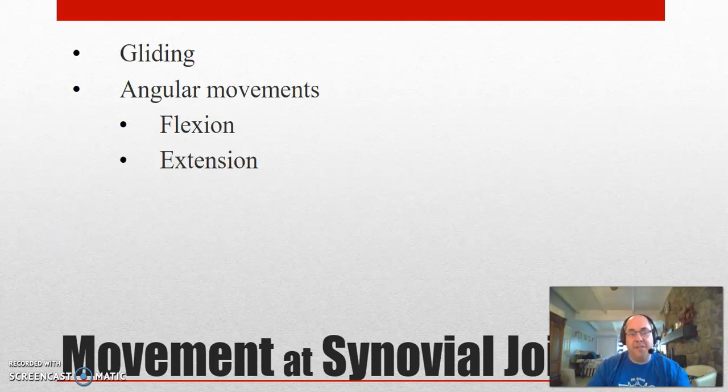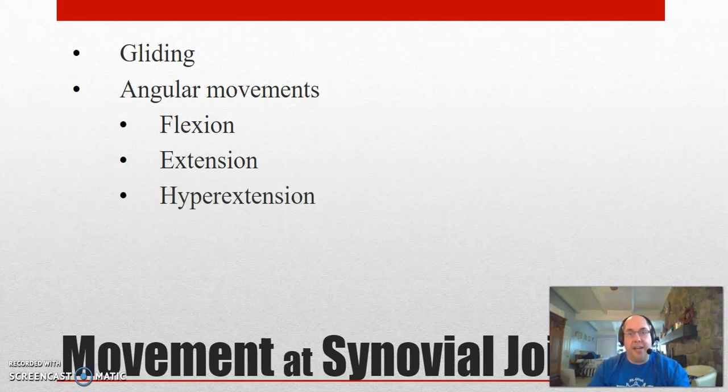Extension is the opposite of flexion. So if I flex my fingers like this to make a fist, when I extend my fingers, I'm straightening them back out again. So extension is just returning back to the anatomical position. So it's increasing the angle of the joints.